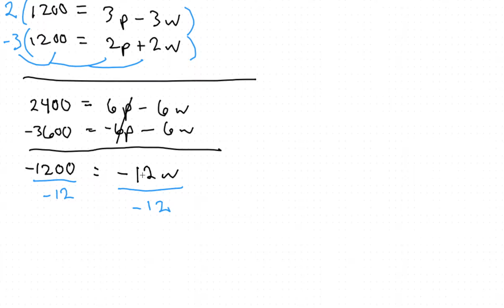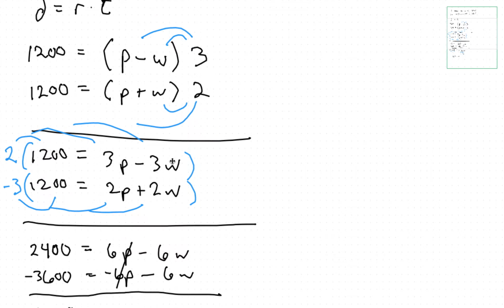People kind of tend to ignore it. What's 12 divided by 12? 1. So w would be 100. Yeah, so we get 100 there for the speed of the wind. So if we have the speed of the wind, I'm going to go back up. How can we get the speed of the plane?